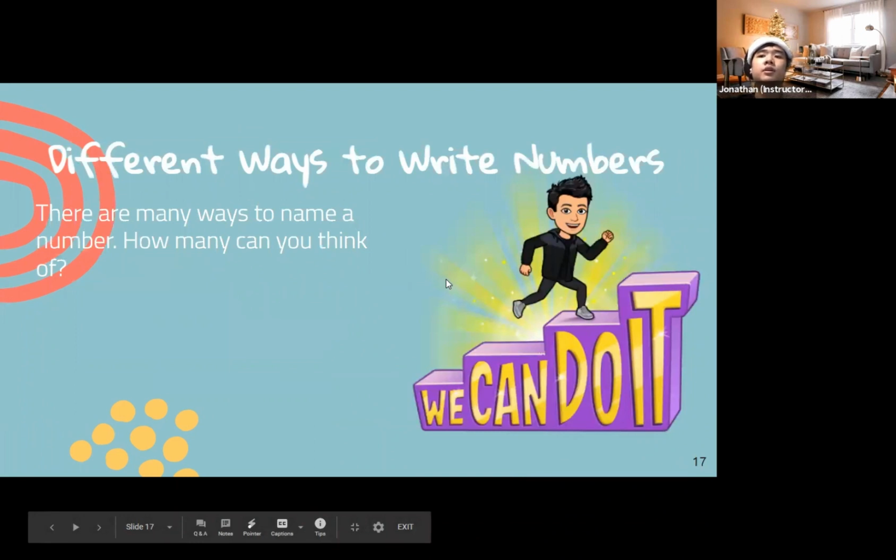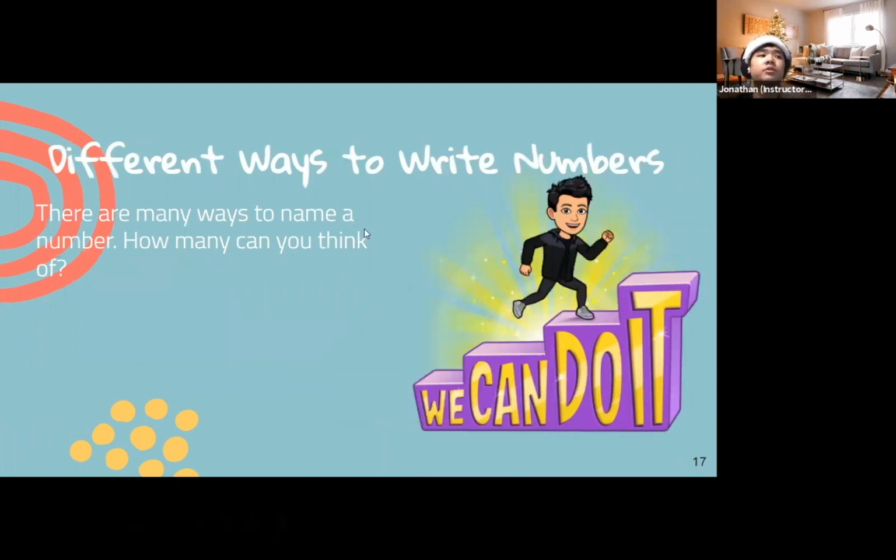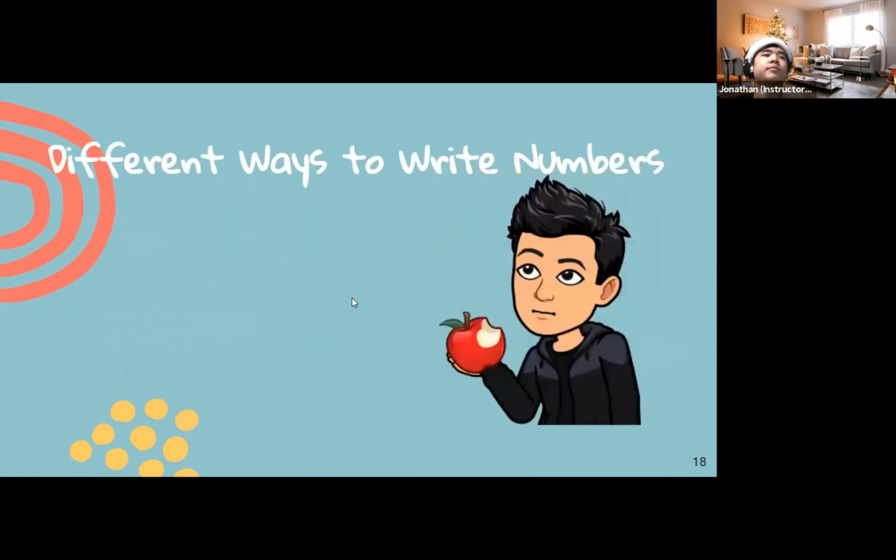Okay, so how many different ways can we write numbers? Basically, we can write numbers 3 different ways. We have standard form, word form, and expanded form. And I'll show you what those are. Standard form is the way you normally write numbers. You write 4 like a line like that, you write 3 like a half 8, you write 1 as a line. That's standard form. You look at this and you're like, that's a number. But what does that even mean?